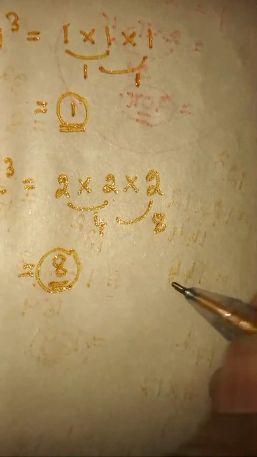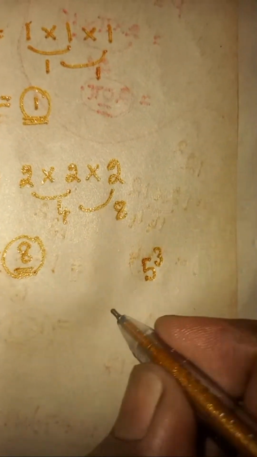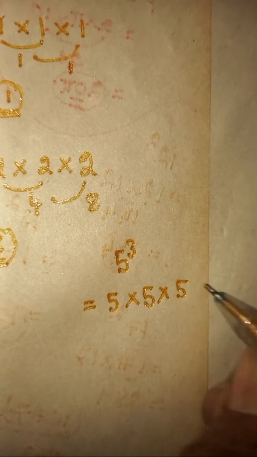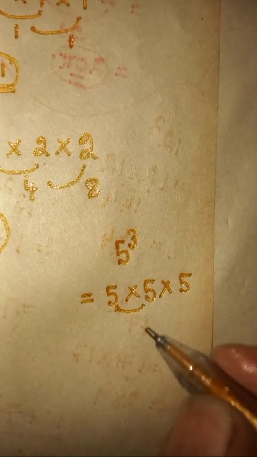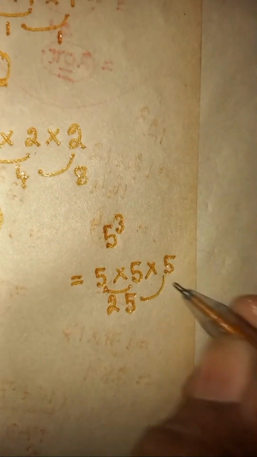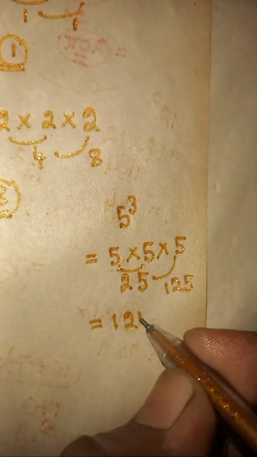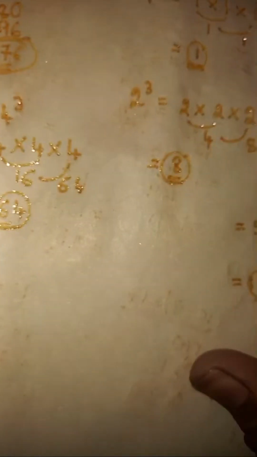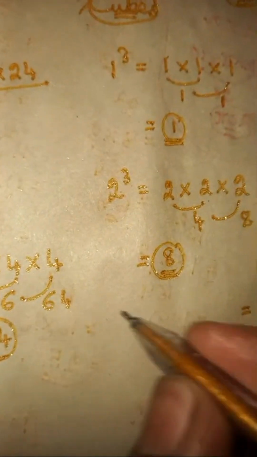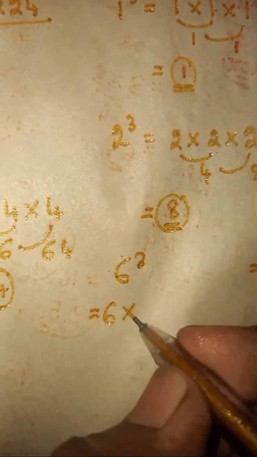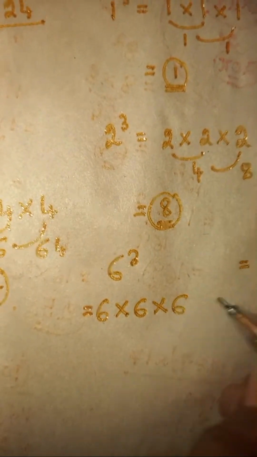Let's find out the value of 5 cube. 5 cube can be written as 5 times 5 times 5. 5 times 5 is 25 and 25 times 5 is 125. So this 5 cube is equal to 125. Let's take one more value, that is going to be 6 cube. 6 cube can be written as 6 times 6 times 6.